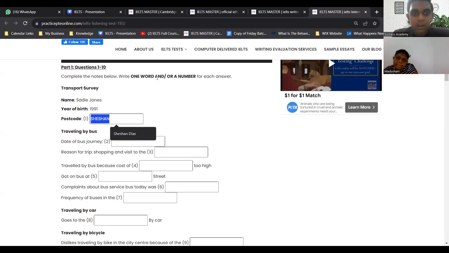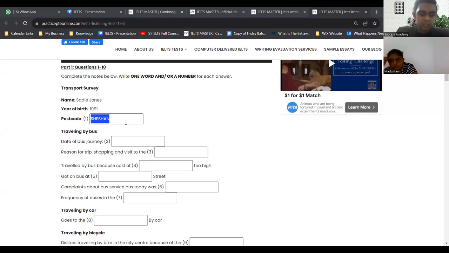And yes, Ishani, if your spellings are wrong, you will be given 0 marks. Right? So now, for example, say you have to write Colombo. Now, if you write Colombo without M, it's wrong. Entirely wrong, right? Let's take something even more simple than that.